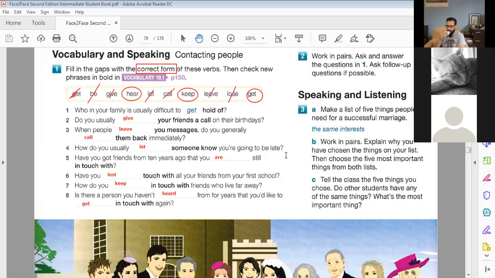Okay. When people leave you messages, do you generally call them back immediately? Honestly, no. Because I almost read the messages lately, so that's why. Okay.